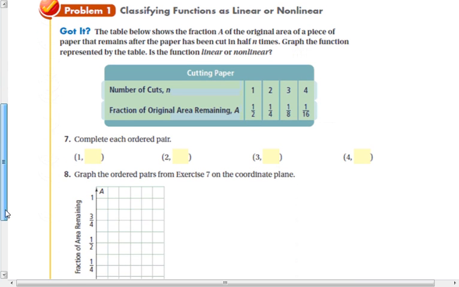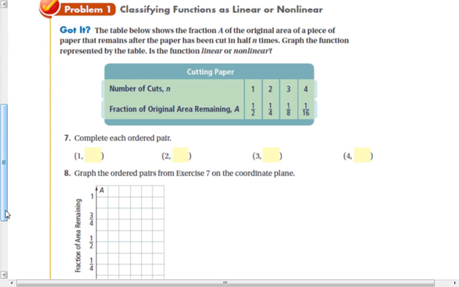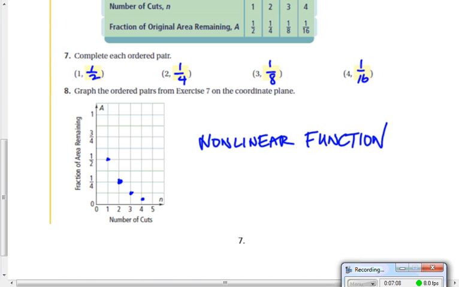Let's go ahead, you try that. Graph this and see if you think it's a linear function or a nonlinear function. You should have noticed it's a nonlinear function since these dots do not line up in a straight line. They kind of curve there.